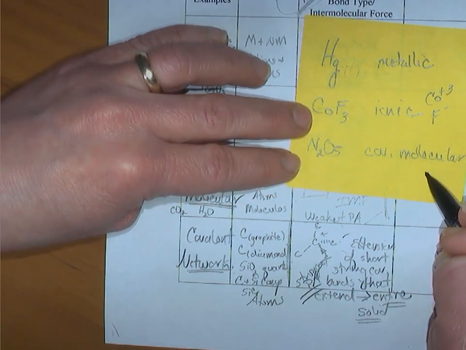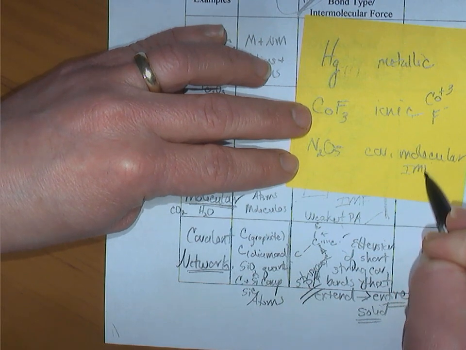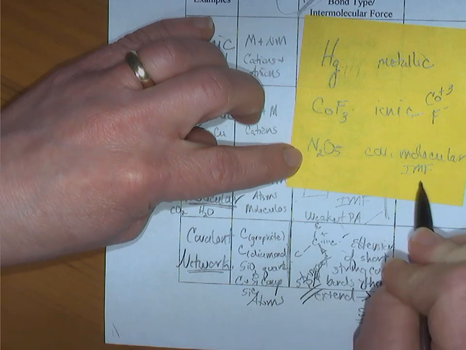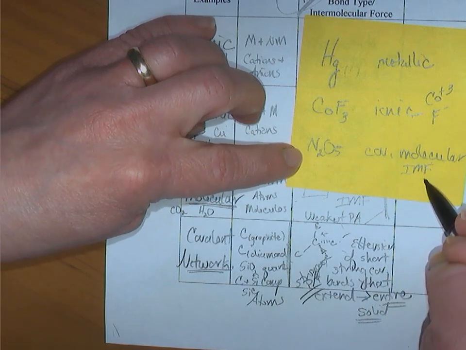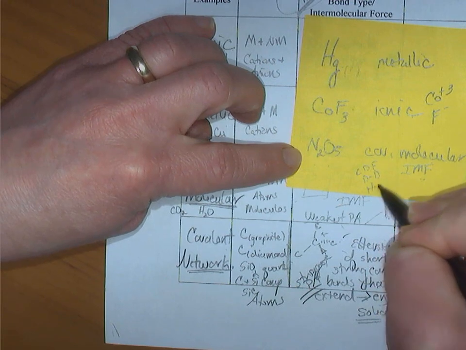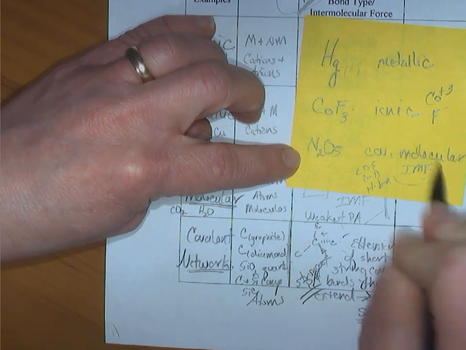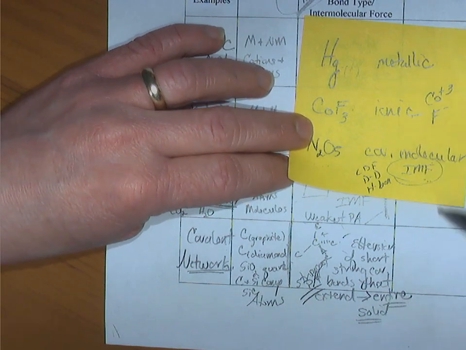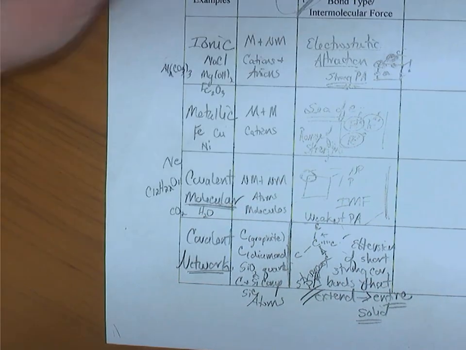Covalent molecular, just going to be intermolecular forces. We'd have to look deeper. Is this a polar or nonpolar molecule? Which intermolecular forces could it have? London dispersion, dipole-dipole, hydrogen bonding. But we need to know that these collectively are the weakest, usually, compared to the others.